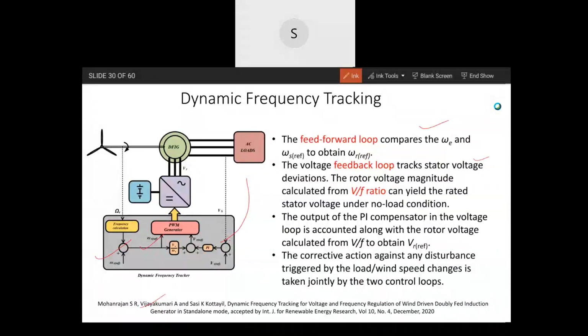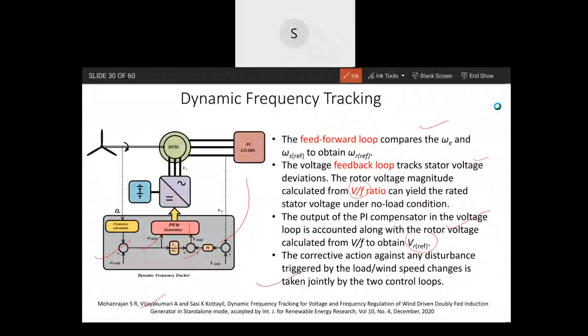The rotor voltage magnitude is first calculated from the V by F ratio. You have to maintain flux constant. So you have a V by F. From the stator frequency, the V value can be first calculated, and then you use a PI compensator, a PI controller. From that, you can obtain the rotor voltage reference, that is, what rotor voltage is to be injected. Accordingly, the PWM can be decided.